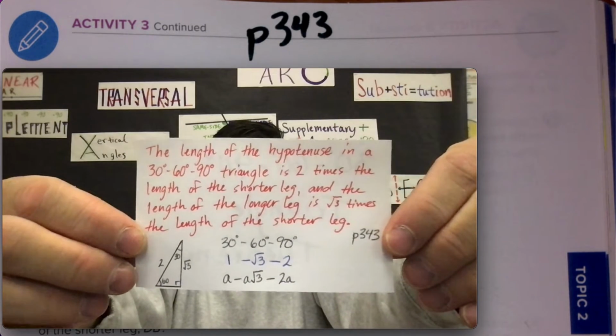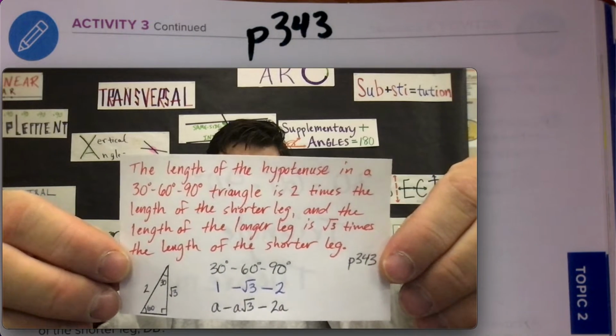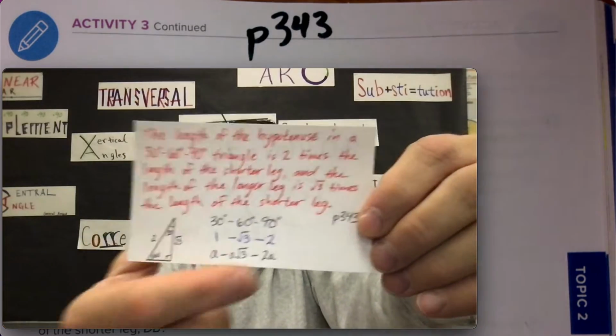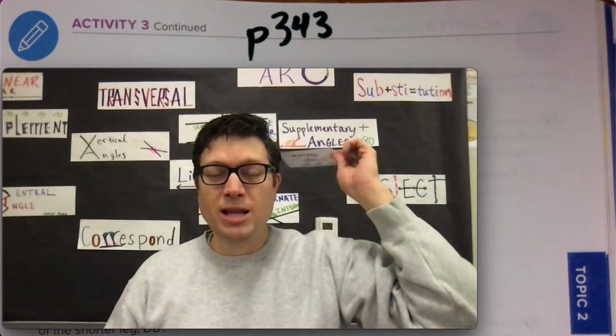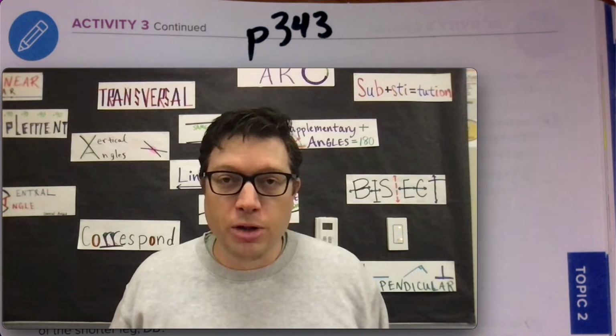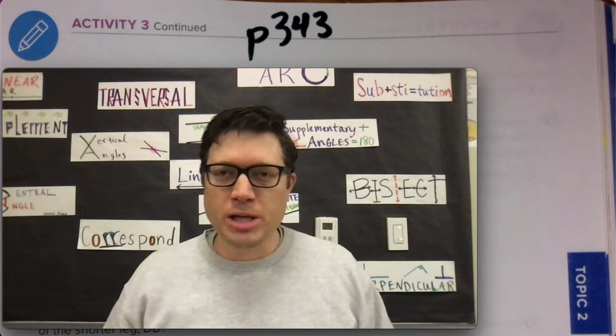The length of the hypotenuse in a 30, 60, 90 triangle is 2 times the length of the shorter leg, and the length of the longer leg is square root of 3 times the length of the shorter leg. There's a bunch of detailed information along the way. Let's actually figure out from our work on page 343 why those relationships happen.